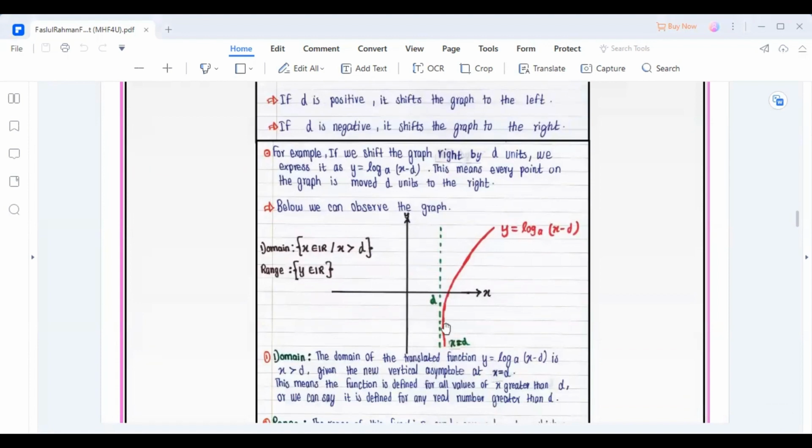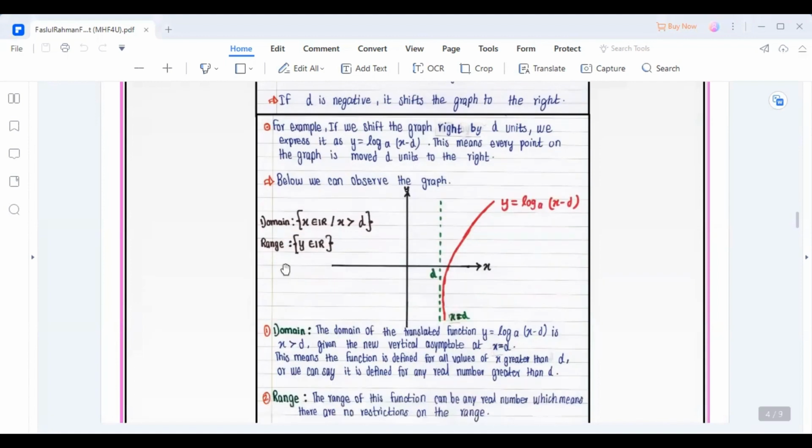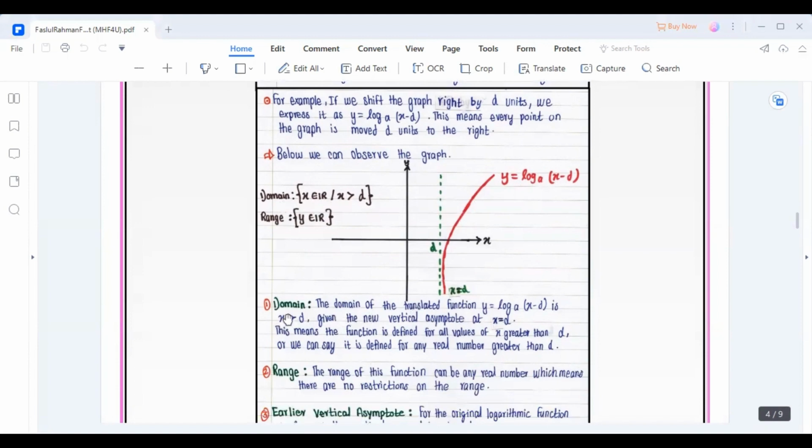The graph is moved d units to the right. So here is the domain and the range. We will discuss it below. First one is the domain. The domain of the translated function y equals log a (x minus d) is x greater than d, given the new vertical asymptote at x equals d.